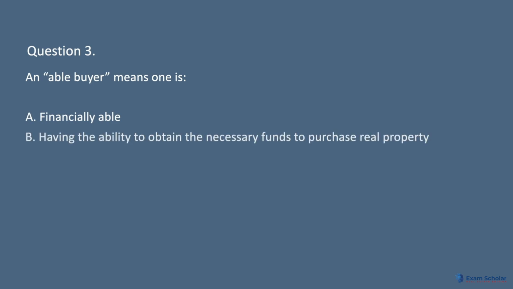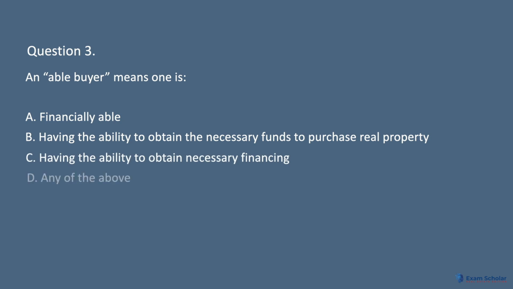Question 3. An able buyer means one is A. Financially able. B. Having the ability to obtain the necessary funds to purchase real property. C. Having the ability to obtain necessary financing. D. Any of the above. Answer. D. Any of these would indicate an able buyer.